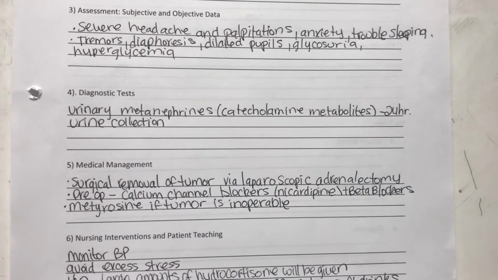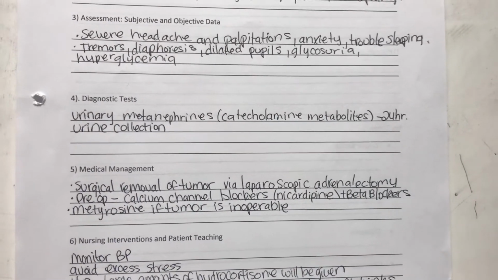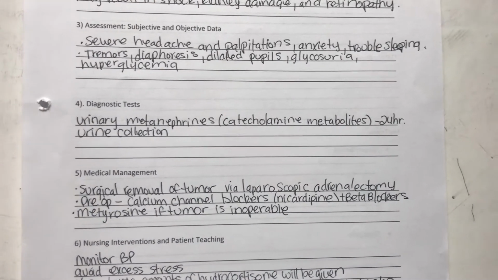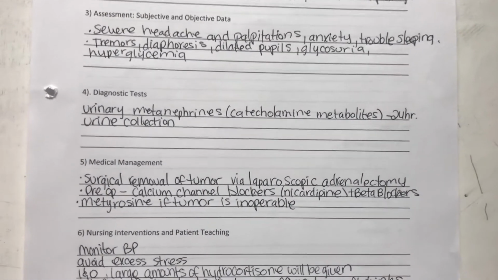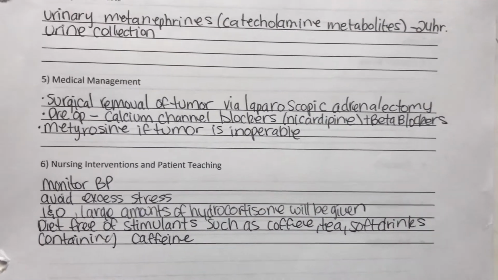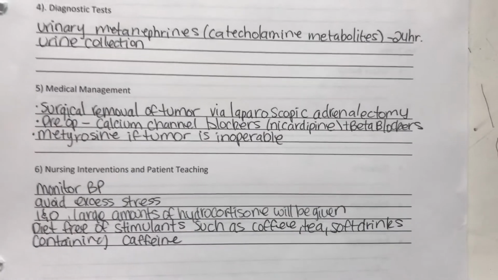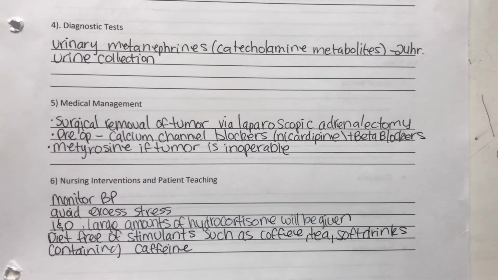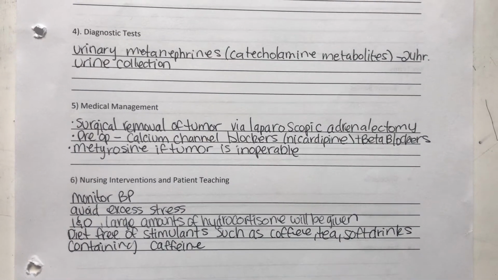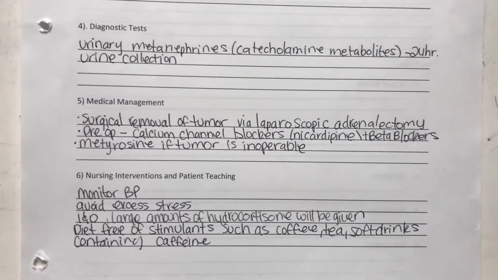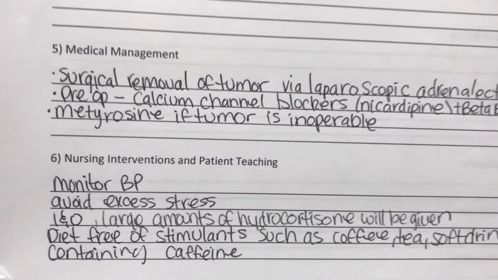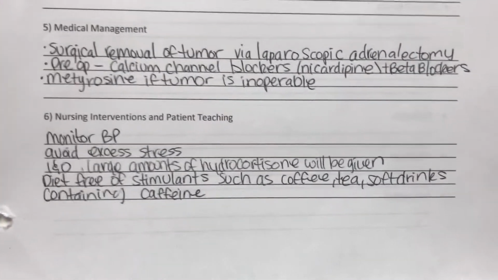So for the diagnostic test, they're going to run the urinary test. They're going to check for catecholamine metabolites. They may do the 24-hour urine collection. Medical management is surgical removal of the tumor via laparoscopic adrenalectomy. Pre-op, they can give some calcium channel blockers, beta blockers, because they've got to get that blood pressure down. And they are going to give the drug metyrosine if the tumor is inoperable.